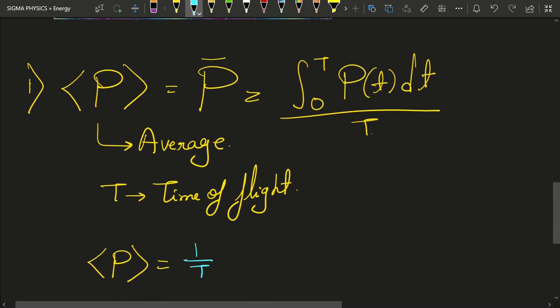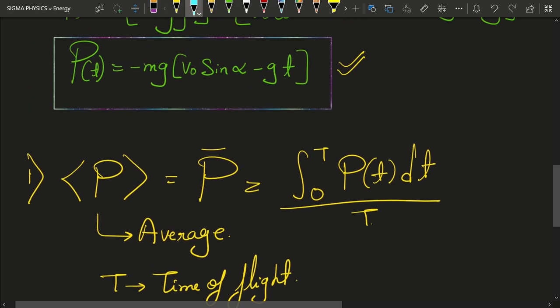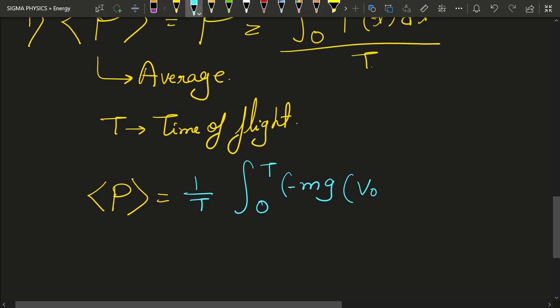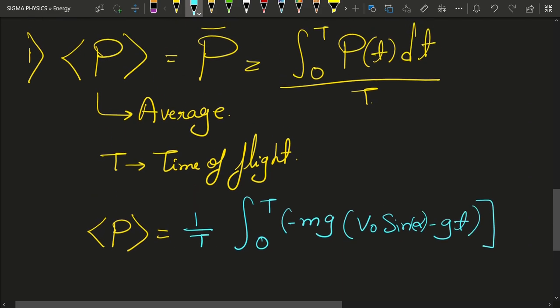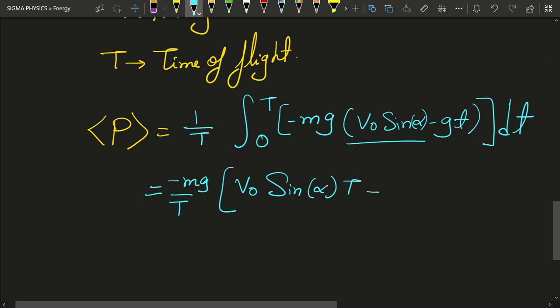So I will be left with 1 by T, and the integral from 0 to T, where P(t) was minus mg times (v0 sin alpha minus gt), integrated over dt. That would be equal to 1 by T. Minus mg is a constant, so let me take it out of the integration. And v0 sin alpha again is a constant, so I will be left with v0 sin alpha t minus gt squared by 2, from 0 to T.